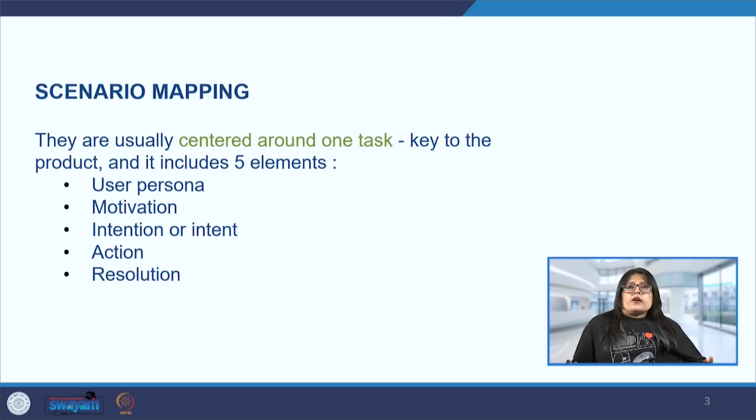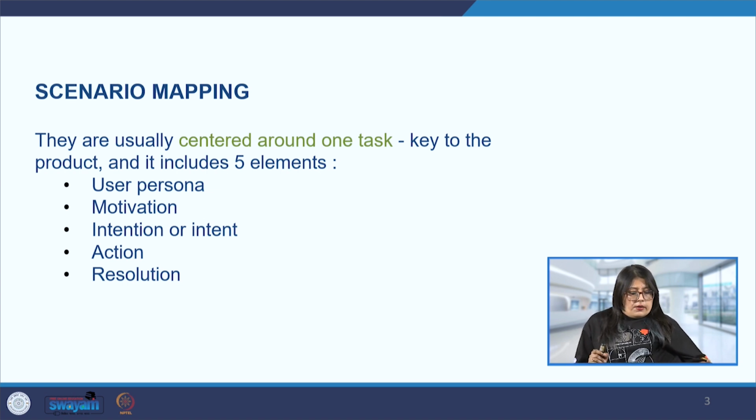So we can see that one difference between the scenario mapping and the journey mapping is that scenario mapping focuses on one task itself. The scenario mapping usually is centered around one task only, as compared to the journey mapping, which maps the entire journey of the consumer. We'll see that also with an example.